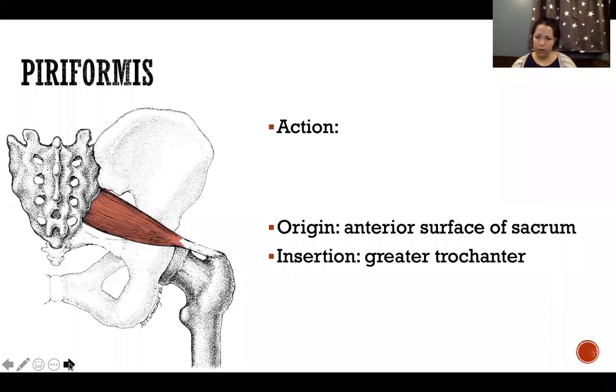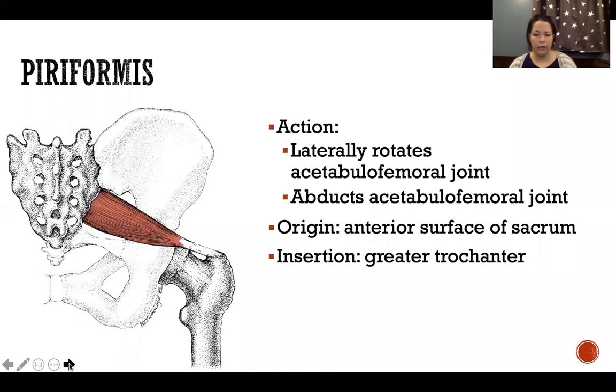Okay, piriformis is deep to all of these muscles. It's deep to all the gluteal muscles. It goes from the anterior surface of the sacrum, through that space in the pelvis, and then over the top of the joint onto the top of the greater trochanter. Primarily it will abduct the acetabulofemoral joint, and it will laterally rotate the acetabulofemoral joint. So it'll rotate to the backside, laterally rotate.